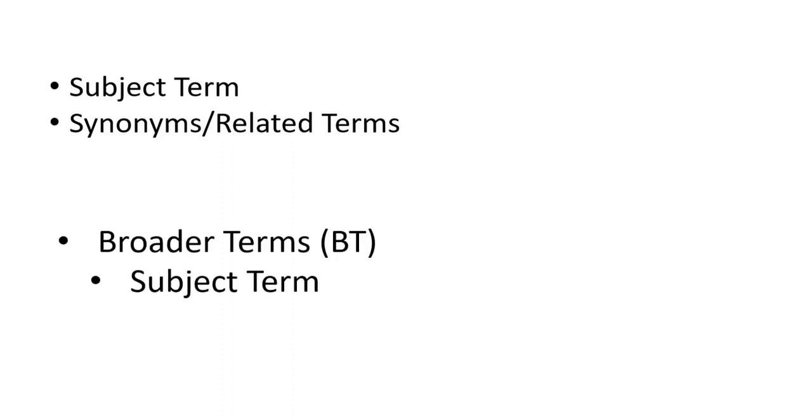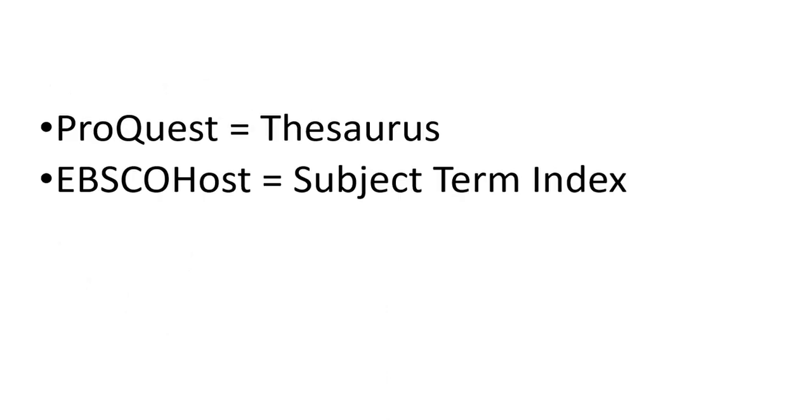The thesaurus also shows relationships between terms such as synonyms or related terms, but also shows hierarchical relationships such as broader terms or narrower terms. Many subjects also have associated scope notes, and we'll take a look at what all of these look like in the actual databases.